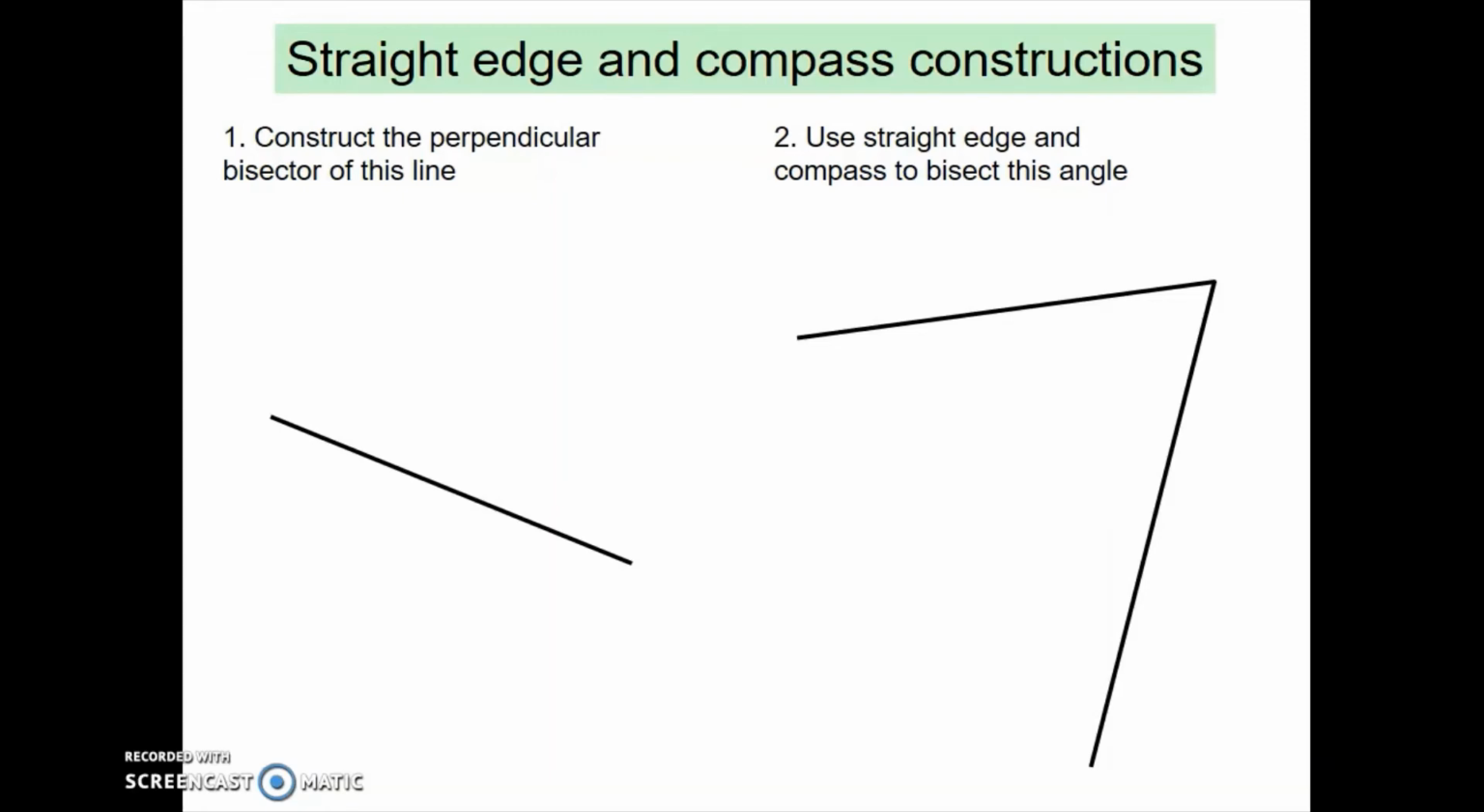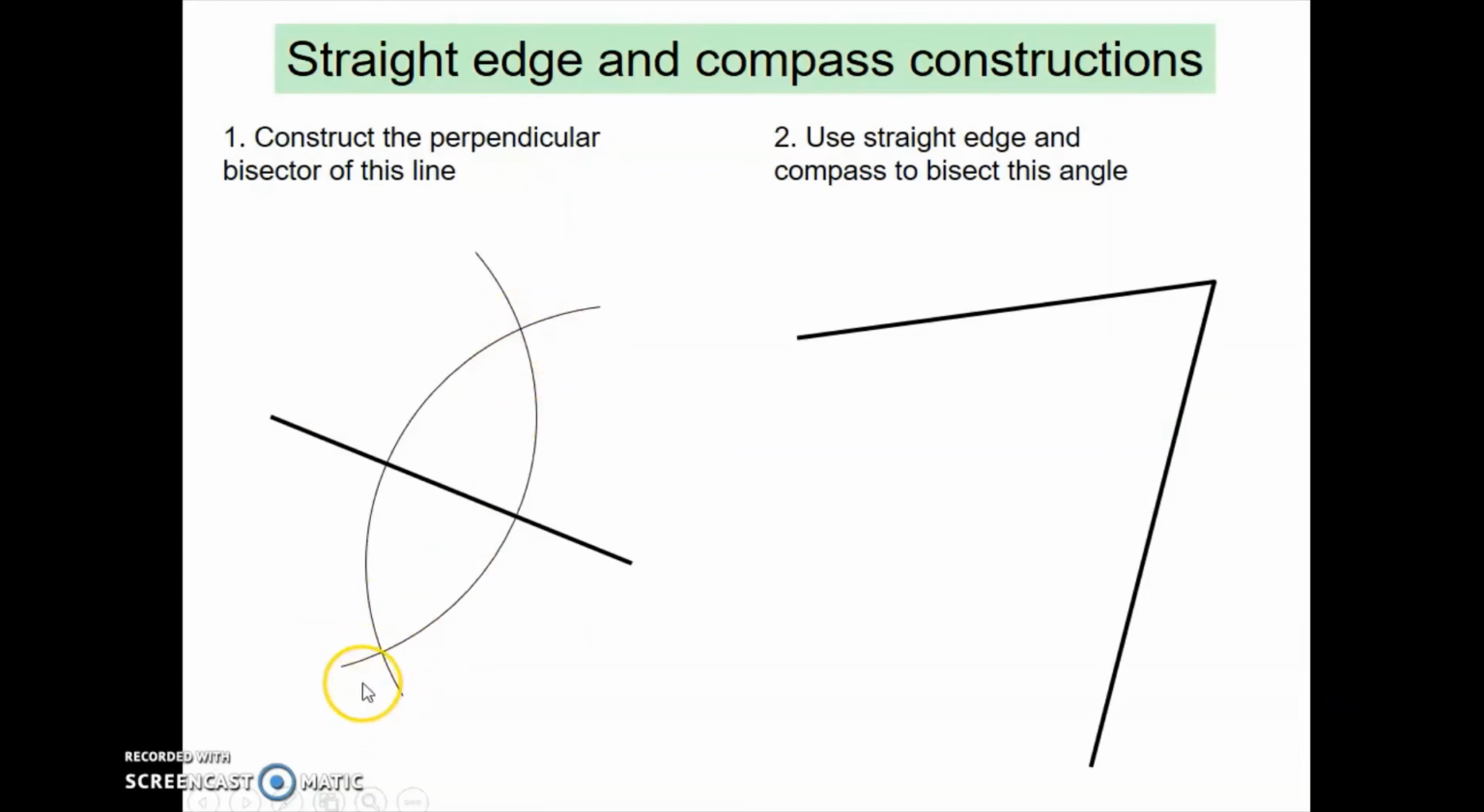Okay, quick recap from me on these two constructions. If we're constructing the perpendicular bisector, we place our compass on one side of the line and we draw an arc. So my compass point starts here, nice big arc. Then I take my compass without altering the width and place it on the other side of the line. At this point, we draw another nice big arc.